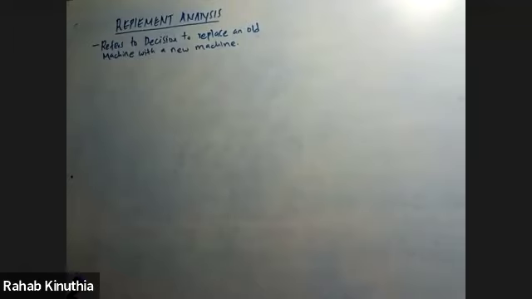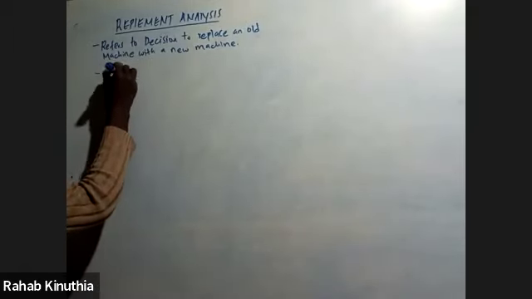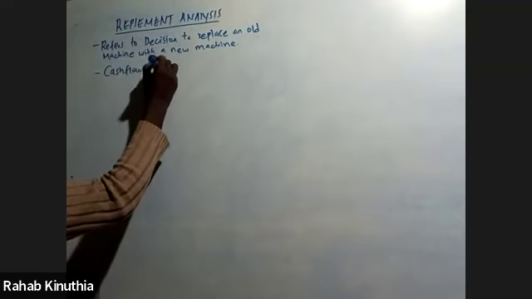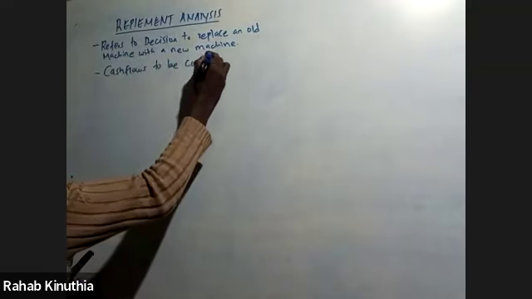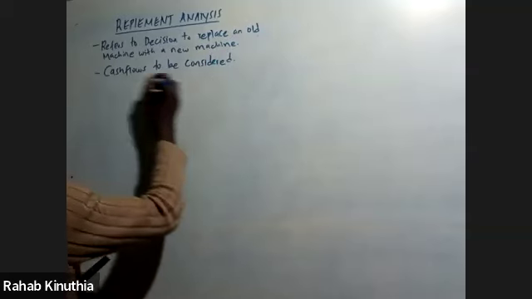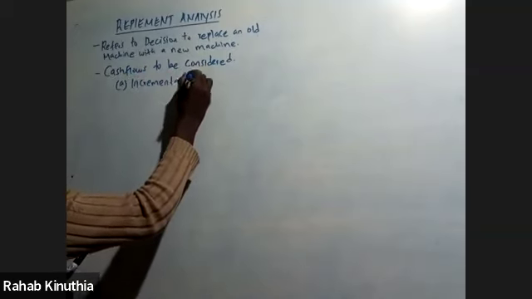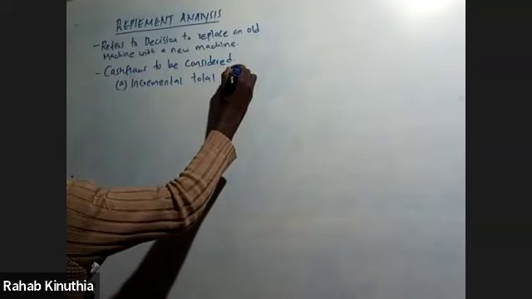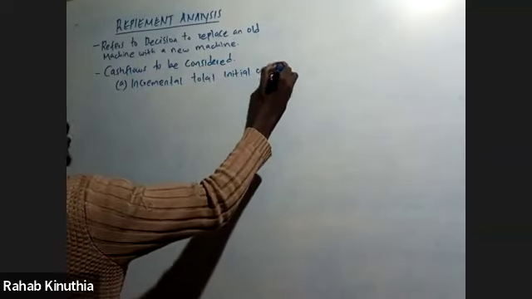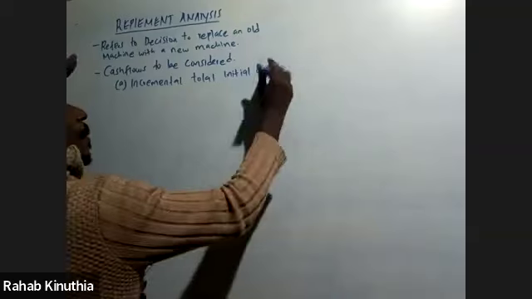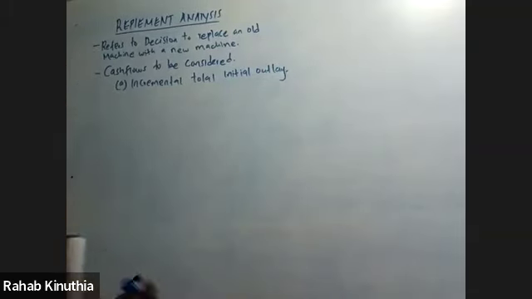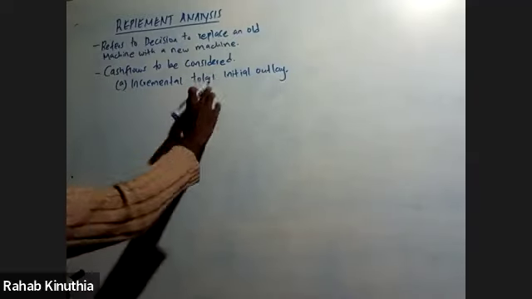Cash flows to be considered. Number A, incremental total initial outlay. So incremental total initial outlay, this represents the total amount of investment of that project. So at the year 0, the total cost of the project. So we call it the incremental total initial outlay.